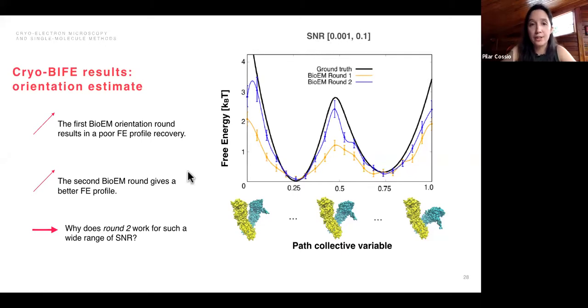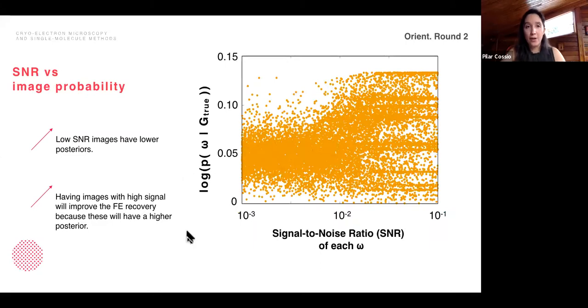So why does this work for such a wide range? The reason is the following. Here, what I'm graphing is the signal to noise ratio of each image versus the log of the posterior probability of that image given the true underlying free energy. What you can see is that the images with low signal to noise ratio, those that have a lot of noise, do not weigh so much and do not contribute so much to the posterior. Their weight is much less. And so having images in a set that have high signal will improve the free energy recovery, because the ones that are here will weigh much more and contribute much more to the posterior.